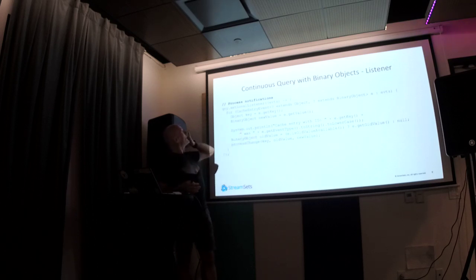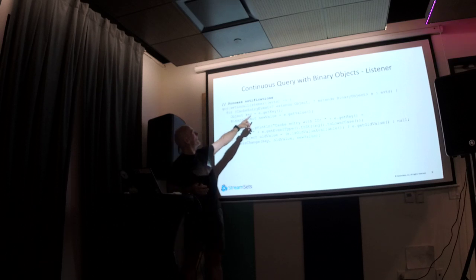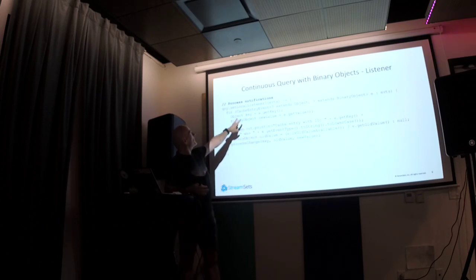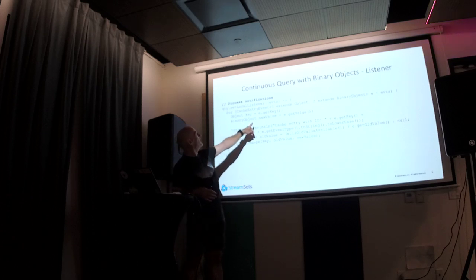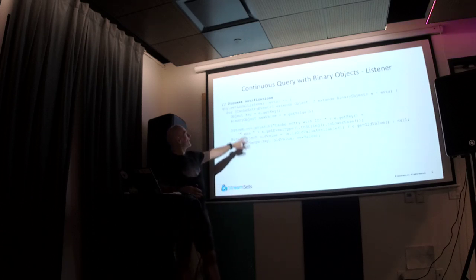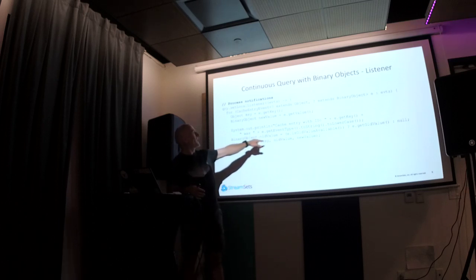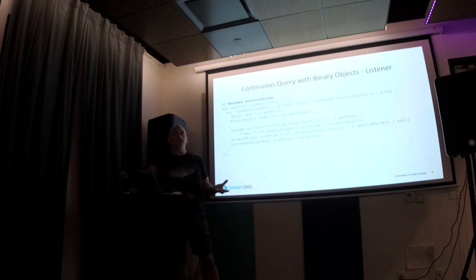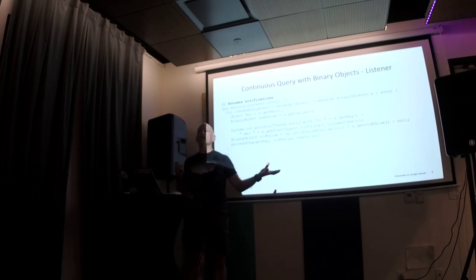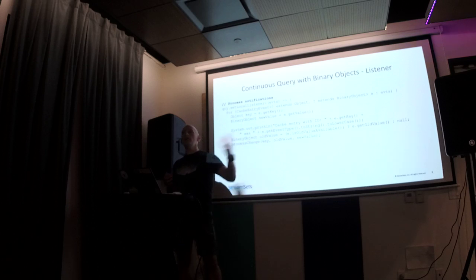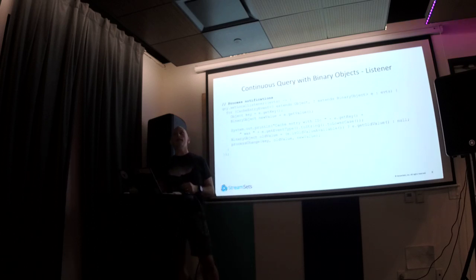So here I'm saying, okay, I'm listening, I get some events, and for each event, here for my demo app, I'm just going to get the key, get the value, and print out some diagnostics. And I could be doing some processing here based on the old value and the new value. So if it's an update or a delete, we get the old value. If it's an update or a create, we get the new value. So on an update, we get the old and the new.